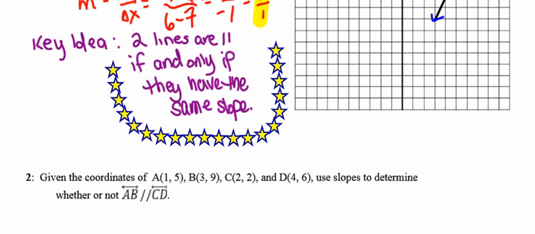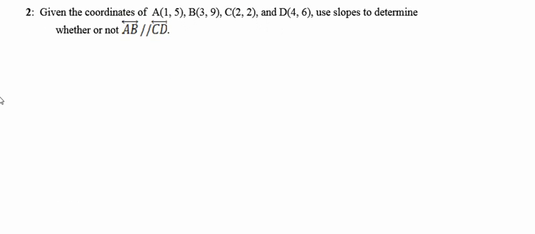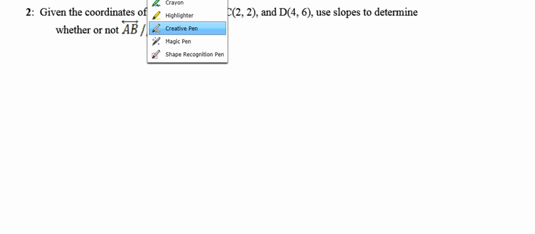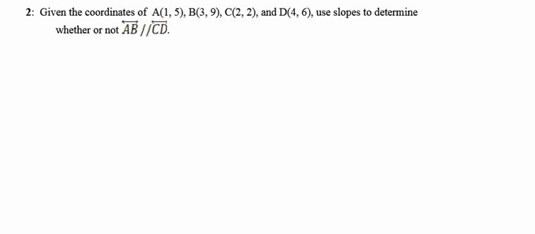All right, so down at the bottom, number 2, it says, given the coordinates of those points, use their slopes to determine whether or not they're parallel to each other. So the first one I'm going to take a look at is line AB. I'm going to use those coordinates in order to find slope. Anytime I use a formula in this course, I'm always going to write it down first. So I'm going to start by writing down slope is equal to change in y over change in x.